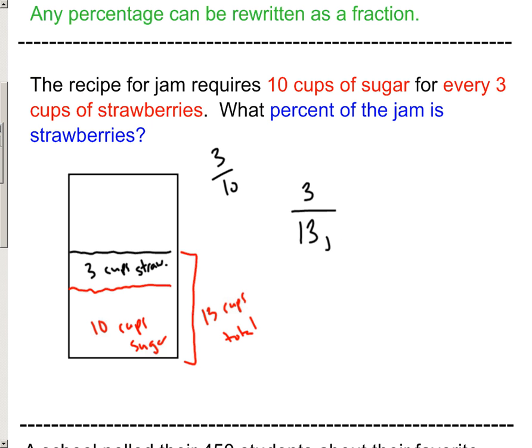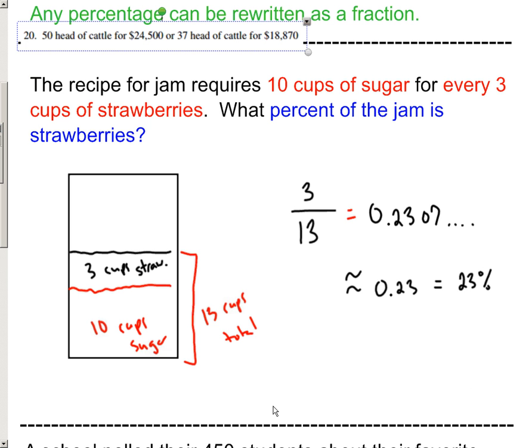And let's get all this extra information off here we don't need. Again, this is a ratio. How do we make it into a percent? We just take 3 and divide it by 13. That comes up as 0.2307, and it keeps going. So basically, let's just say it's approximately 0.23, which is equal to 23%. Okay, so that's 23% there.